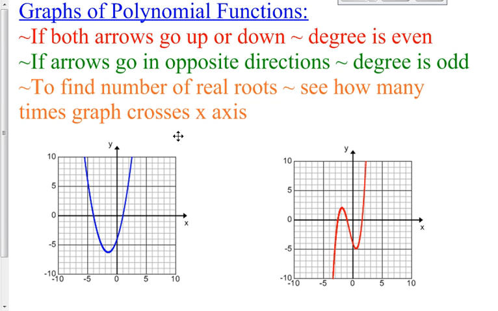If they go in opposite directions, their degree is odd. So if it's x to the 1st, x to the 3rd, the 5th, the 7th, I know that they're going to go in opposite directions. If one starts down, the other end is going to go up, or if one starts up, the other is going to go down. And then the third bullet point is to find the number of real zeros. All you have to do is look at the x-axis and count how many times the graph crosses it. That's the number of real zeros that it has.